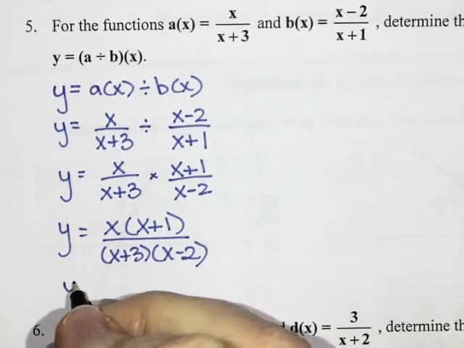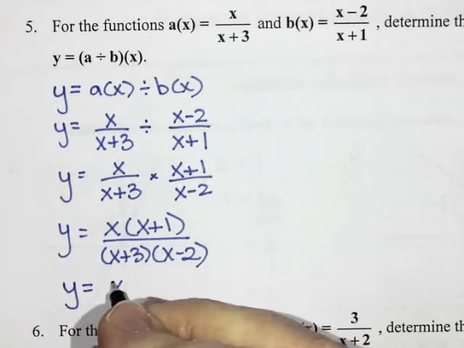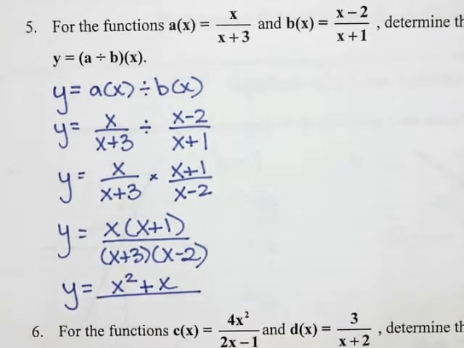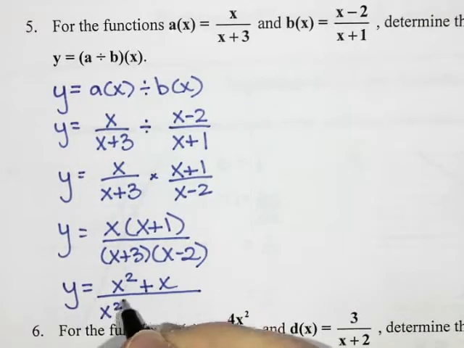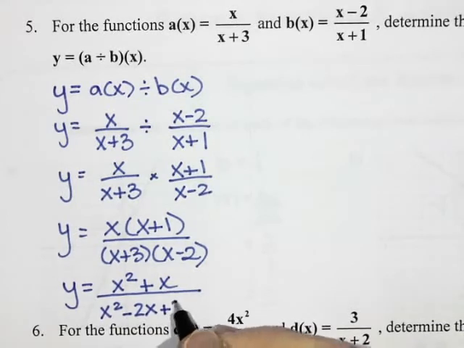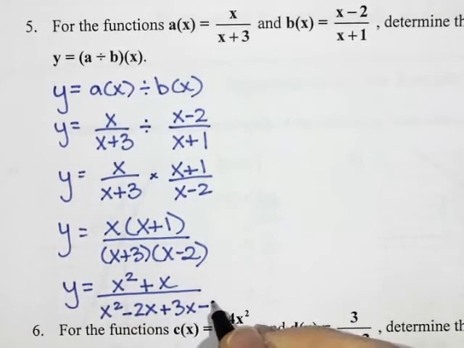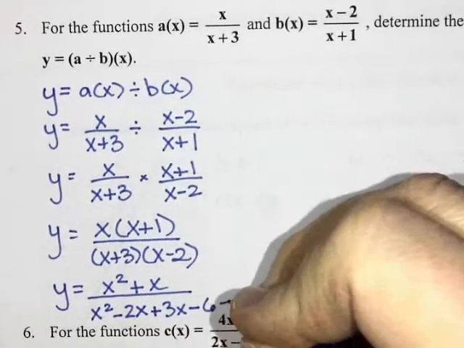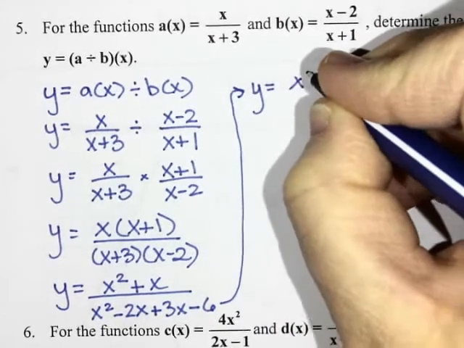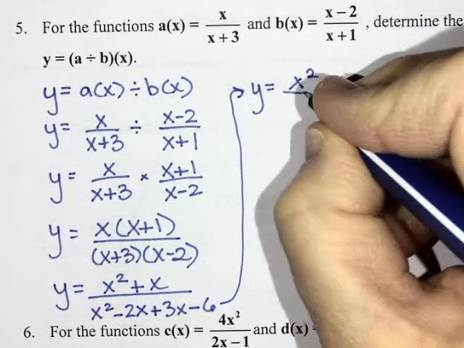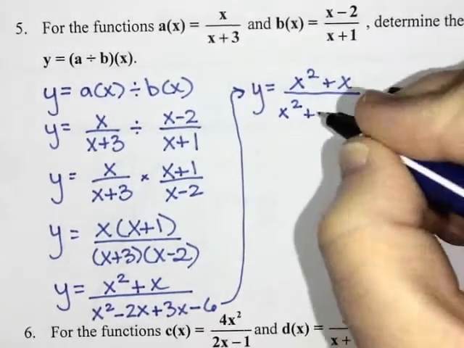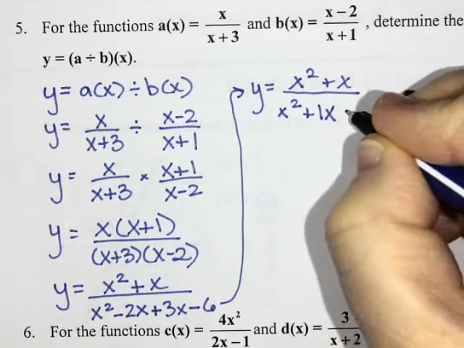So I'm going to multiply the top. X times x is x squared. X times 1 is 1x. In the denominator, x times x is x squared. X times negative 2 is negative 2x. 3 times x is 3x. And 3 times negative 2 is negative 6. I need to take that up to the top, and we'll finish this off. I have x squared plus x divided by x squared plus negative 2 plus 3 is 1x. You don't have to write the 1, minus 6.